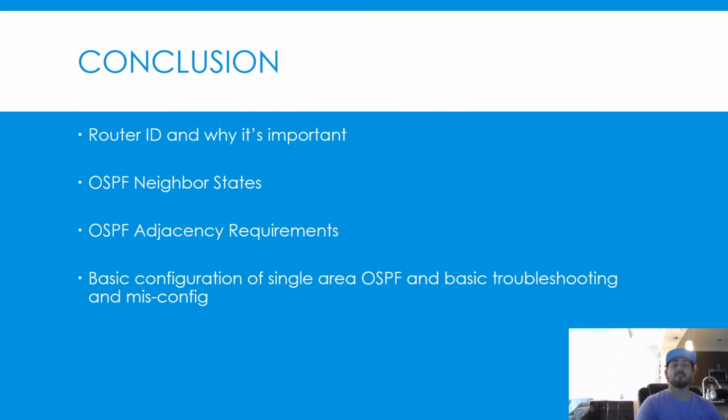All right, so in this video, we covered the router ID and how it is selected or configured. We also went over the OSPF neighbor states and the OSPF adjacency requirements. We just finished a lab session with basic single area OSPF configuration and some troubleshooting of misconfigurations. I did a bunch of push-ups behind the scenes and now I'm super strong.